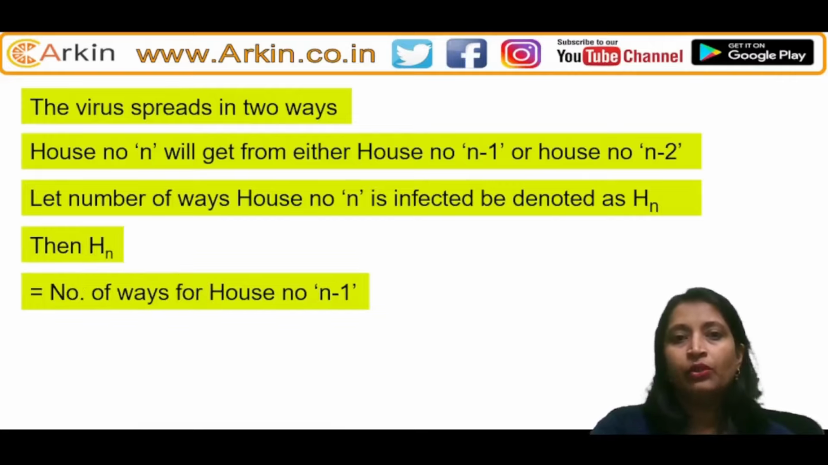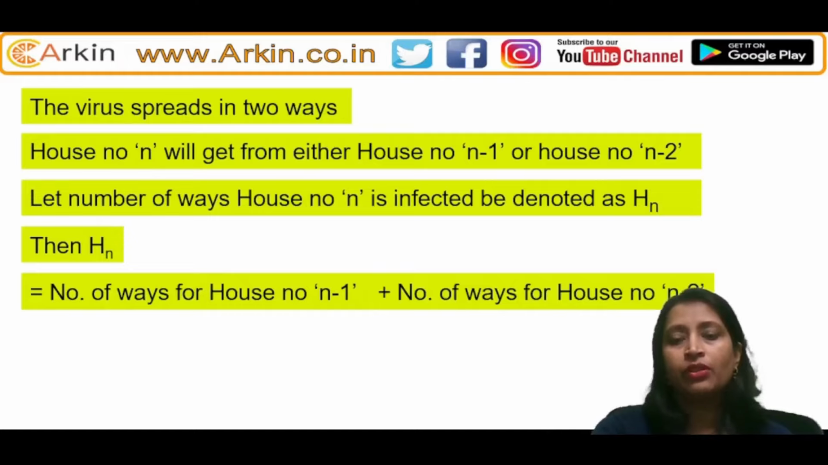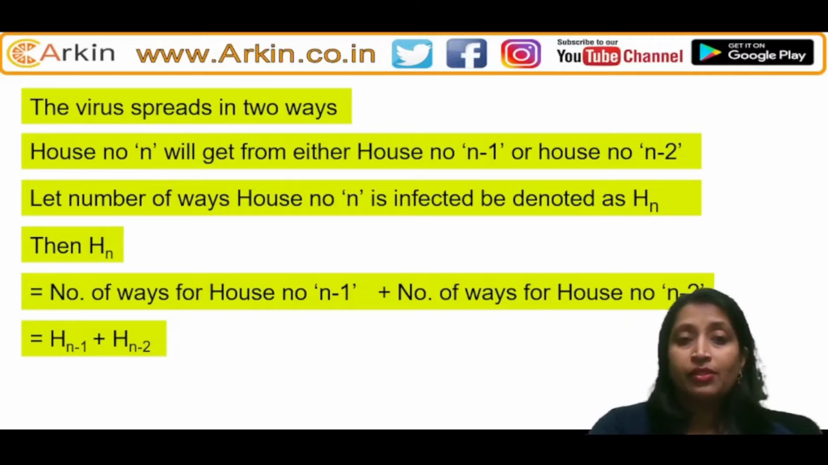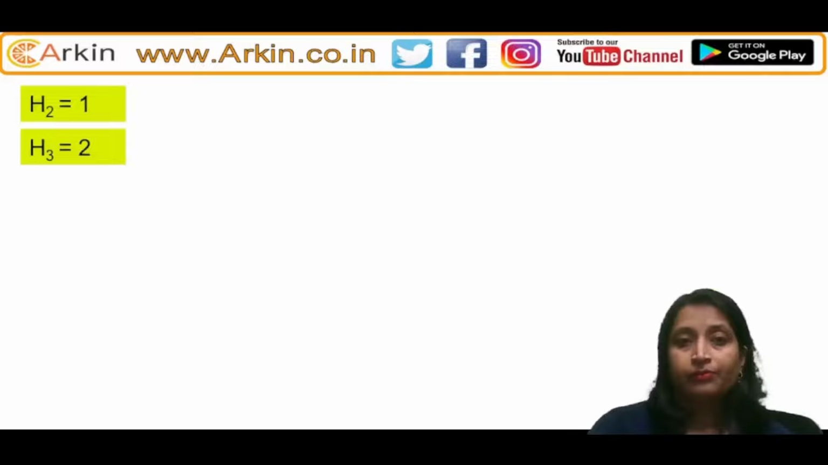So Hn is equal to the number of ways for house number n minus 1 plus the number of ways for house number n minus 2. So Hn will be equal to Hn minus 1 plus Hn minus 2. Now if you all remember, this is also the Fibonacci series. If you all know what the Fibonacci series is, this is the same. So if H2 is equal to 1, H3 will be 2, it's given also in your calculator.